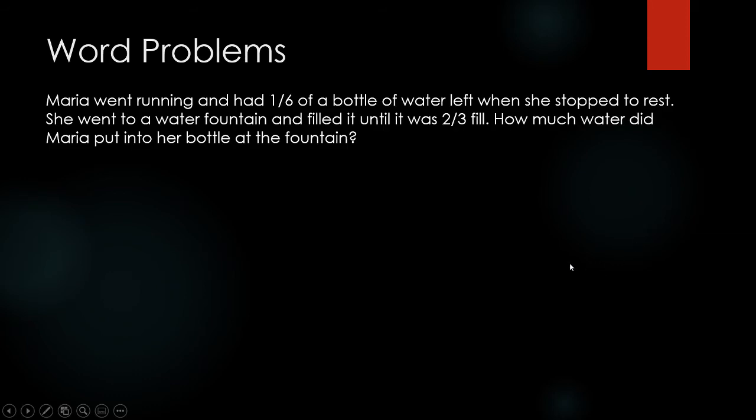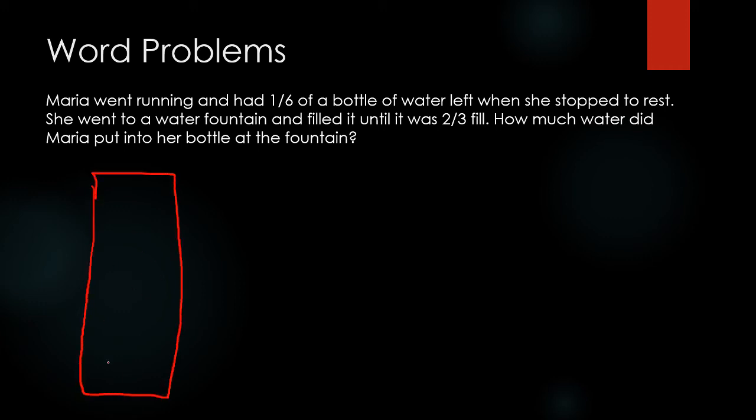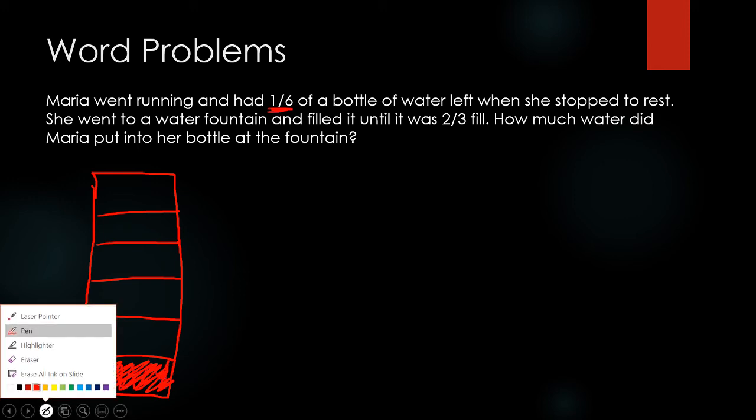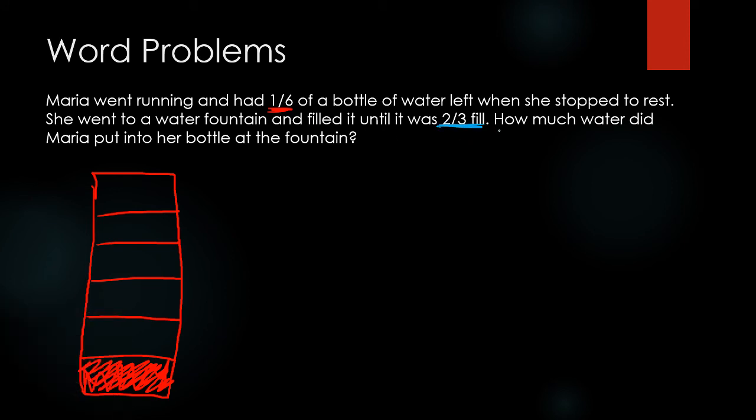All right, some word problems. Maria went running and had 1/6 of a water bottle of water left when she stopped to rest. She went to a water fountain and filled it until it was 2/3 full. How much water did Maria put into her water bottle at the fountain? So I'm going to draw a water bottle here, and I'm going to break it into 6 pieces. This is how much she had when she stopped to take a break. She had 1/6 of her water bottle left. Then she filled it 2/3 full.